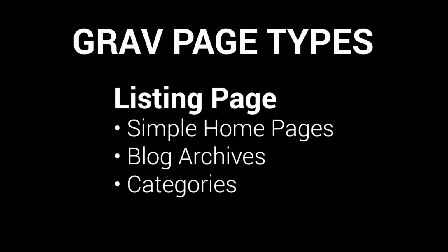Second, we have the listing page. A listing page is a variation of the standard page that contains a collection of child pages where each page can be separately viewed. For example, blog posts.